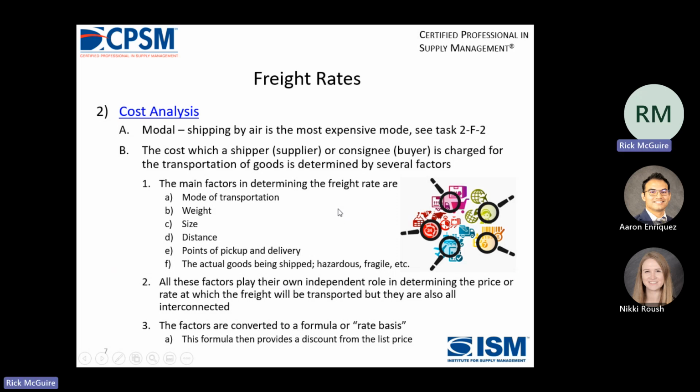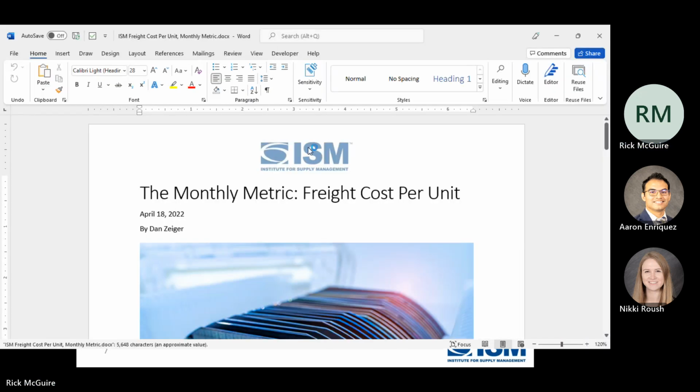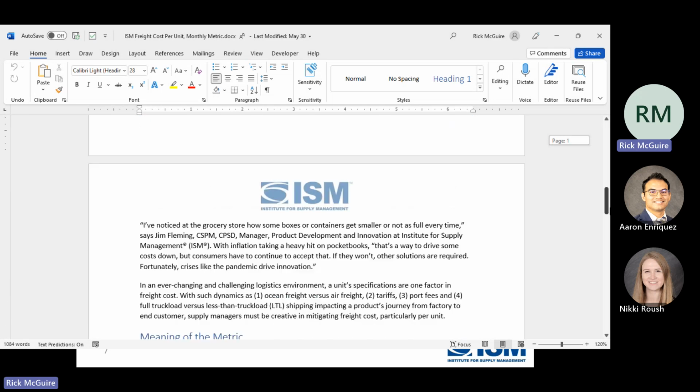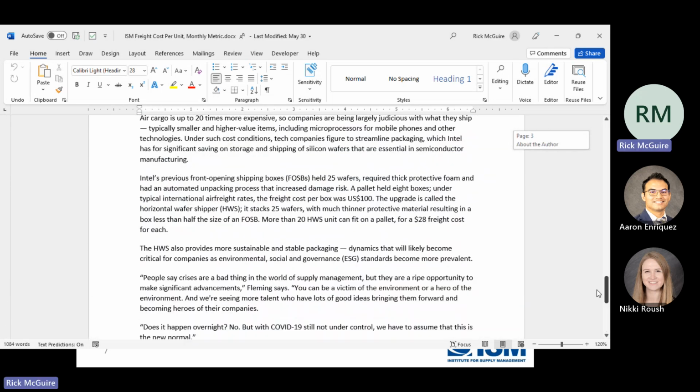So cost analysis. This is an article from the ISM monthly magazine. They still are publishing a magazine, which is interesting. They also have it online. The monthly metric freight cost per unit kind of goes through, tells you how to do it. It's about 4 pages long.